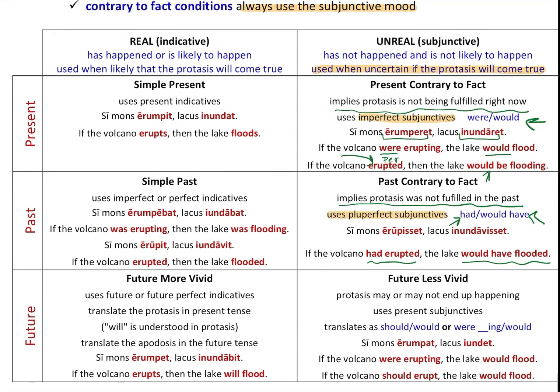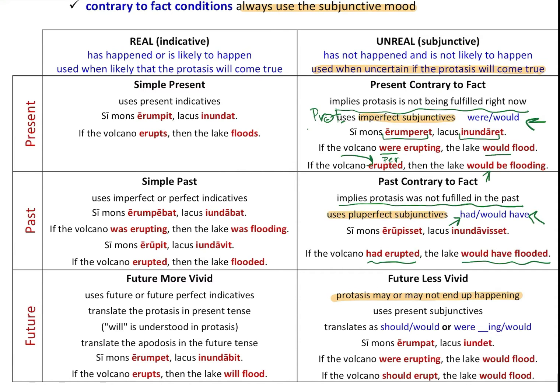Okay. So pay attention. You'll probably need your chart book for a while until you learn how to do this and to follow the pattern. If you have a pattern that you follow when you translate, you'll learn them relatively quickly. So we don't know if the volcano had erupted. It hadn't done that and was likely not to have done that in the past. Because remember the protasis, this is the protasis, the first part. There you go. First part is the protasis. Okay. Now let's look at the last one. The future less vivid says that the protasis may or may not end up happening, remember, in the future.